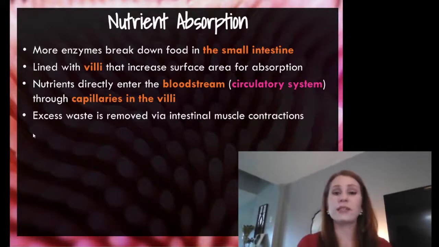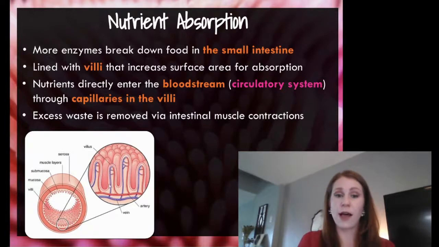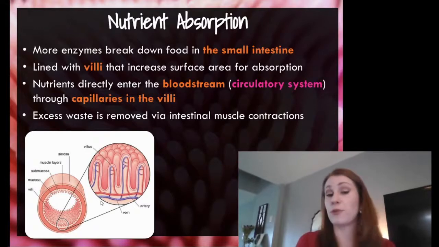If we have extra waste, it is removed also in the digestive system. Our intestinal muscles will contract in your large intestine and then also in your rectum, and that will expel solid waste from your body. Over here we have a picture of, or a cross-section really, of your small intestine, and you can see the villi projections here. They have blood vessels inside of them. They're going to just absorb all those nutrients and start carrying them away to different parts of the body.